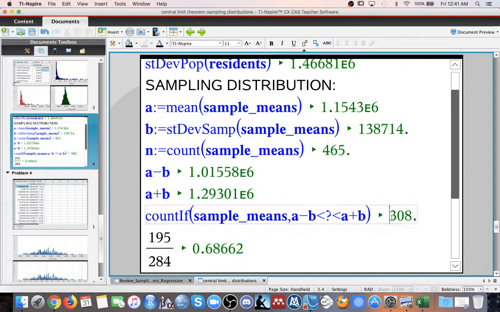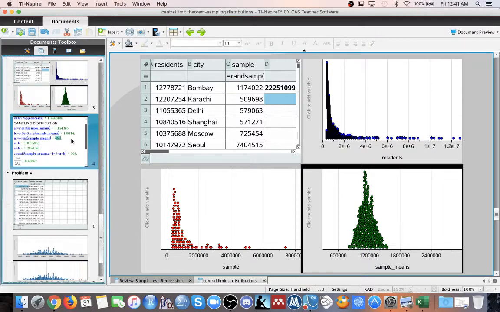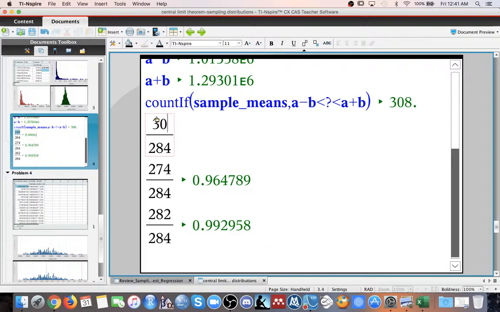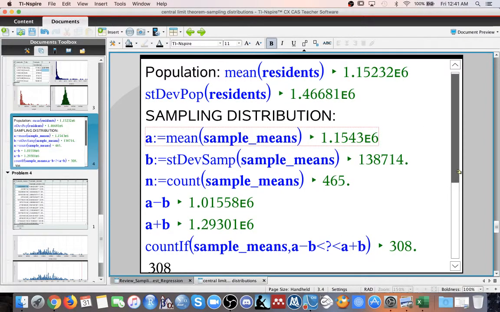If you do that, you get about 308 of the 465 sample means. So within one standard deviation around the mean, which is really tight, it's between about 1 million up to a little bit over 1.2 million. That one standard deviation is encompassing 308 out of the 465. So 308 out of 465, 66% of the sample means are located within one standard deviation of the mean.